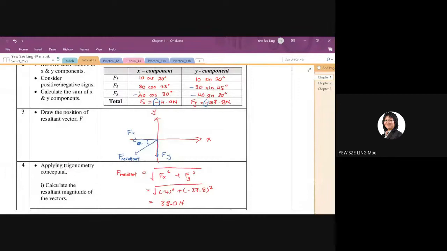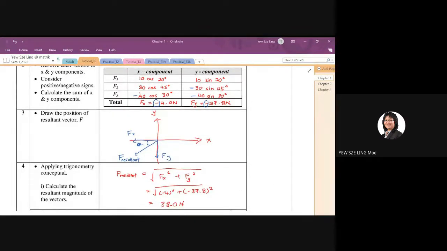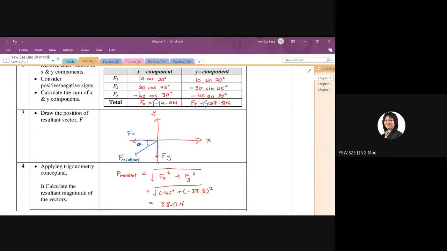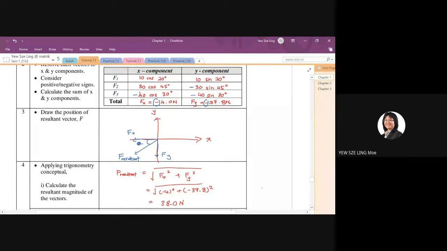All right, so I give you some time to write it down. Yes, for the last answer, use 1 decimal place. For angle, we use 1 decimal place. If you use 2, also fine. Okay, it's correct. Don't worry about it.